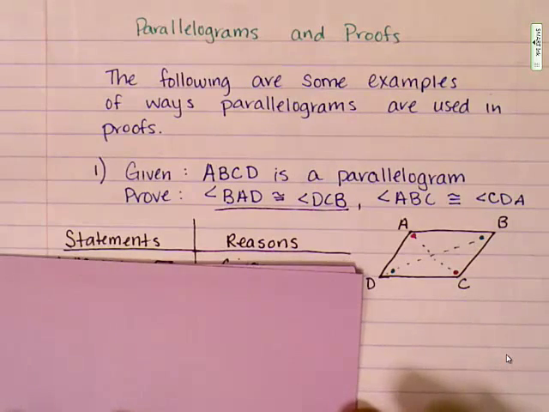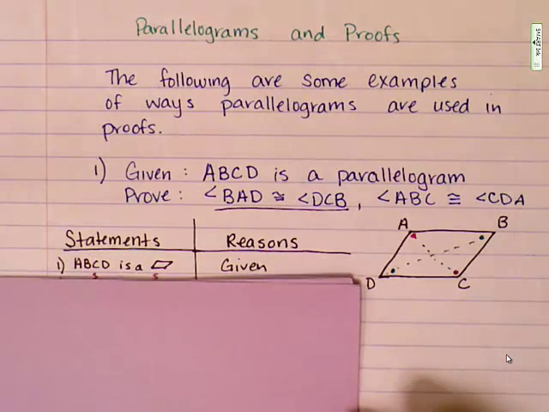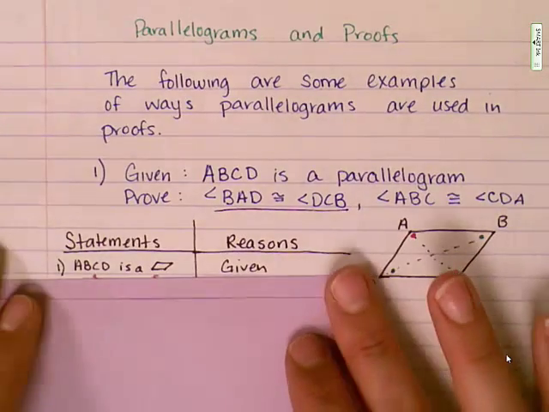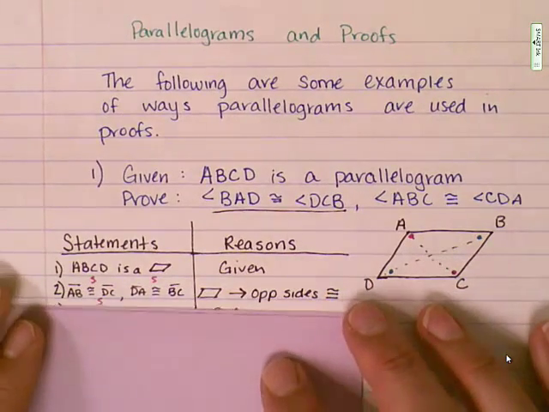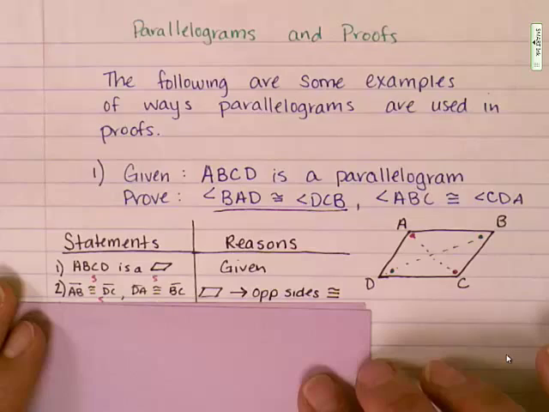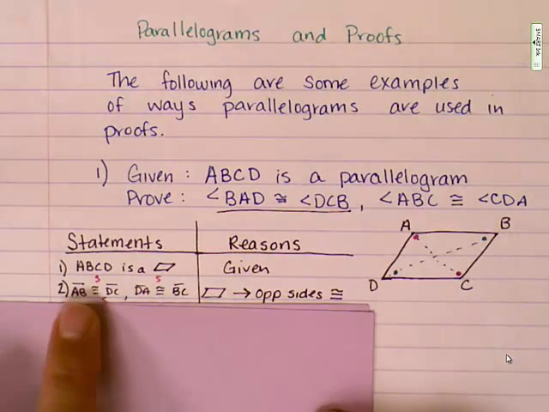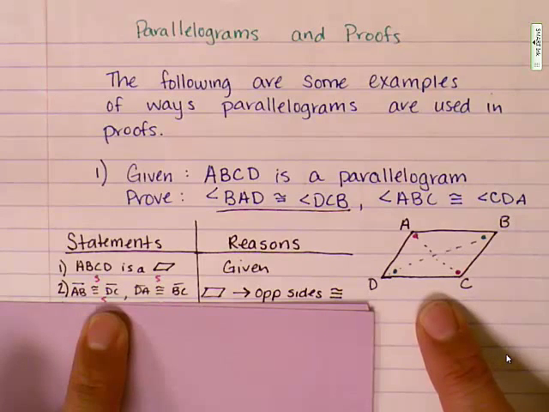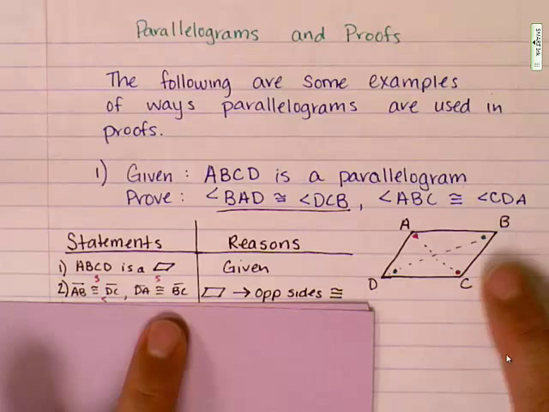So the very first thing we're going to do is write our statements and reasons. So the first, that ABCD is a parallelogram, is given information. Okay, that's our only piece of given information. So we've got to think about what are some things that we know about parallelograms. So we know that AB is congruent to DC. That's a property of a parallelogram. We also know that DA is congruent to BC.